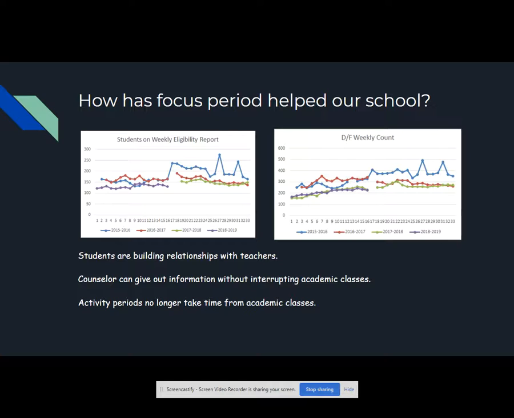We also like the fact that we could push information to our students. Our counseling office could, and a variety of other groups could, push out information that normally we would interrupt the academic day to give them. Now we could do it during focus period.